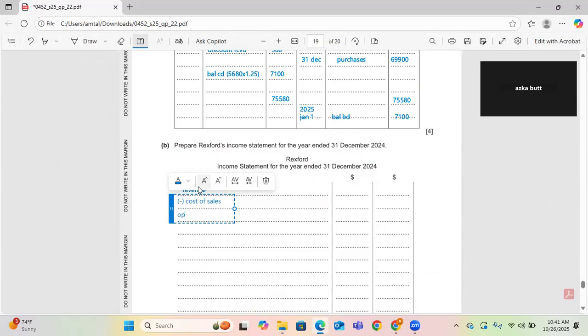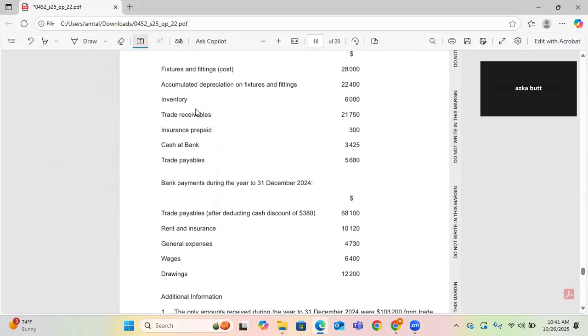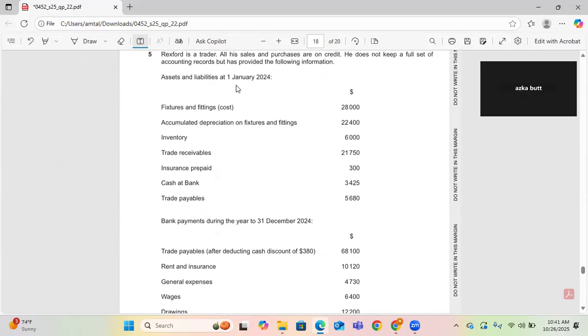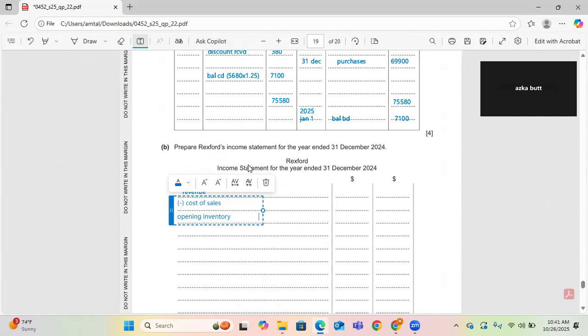So the cost of sales is equal to opening inventory. Let's see, do we have the opening inventory? Yes, as we can see, this is the balances of 1st January in the opening year. So this is the opening inventory, which is $66,000. Next, we need to write the purchases, which we just found. It is 69,900.